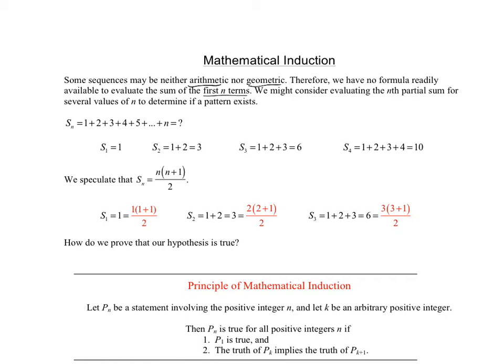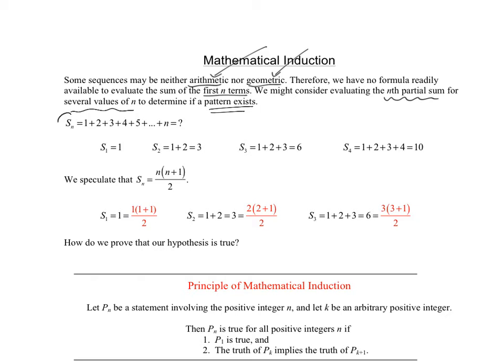So if you're adding an arithmetic sequence or a geometric sequence, there are actually formulas that you can use to add the first number of terms, like if you want to add the first 100 terms or something like that. So we might consider evaluating the nth partial sum for several values of n to find some pattern.